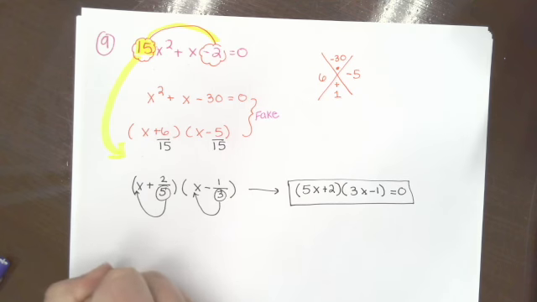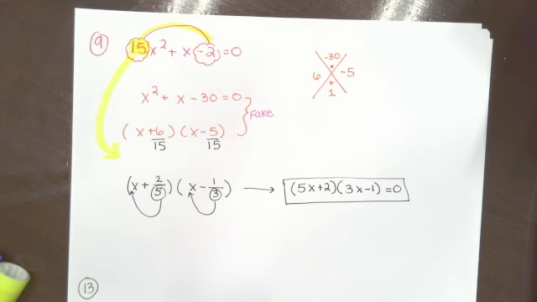Number 13. On number 13, it's asking you to find all the rational roots for number 12. So let's actually do number 12 and 13 together, as they are part A and part B.